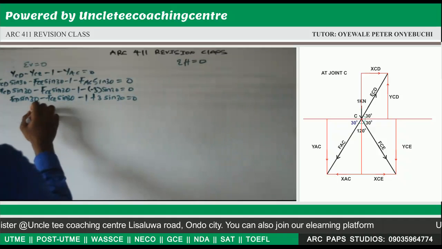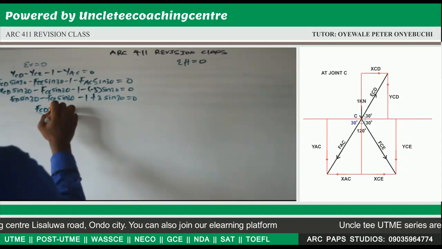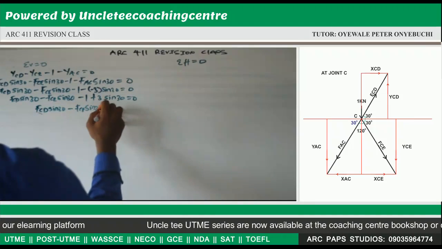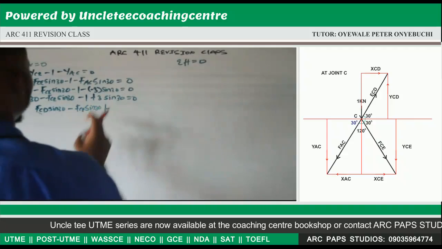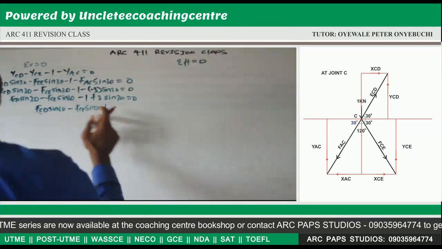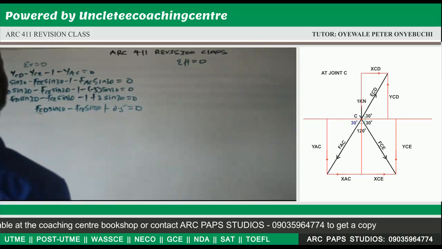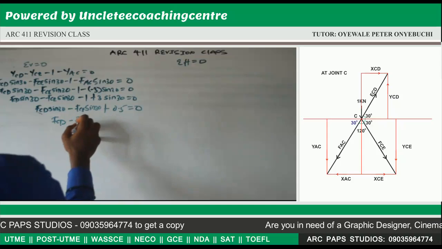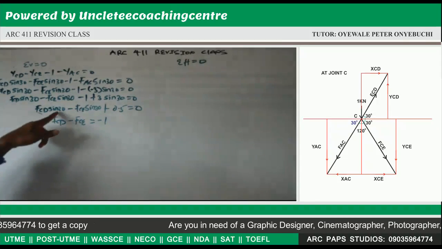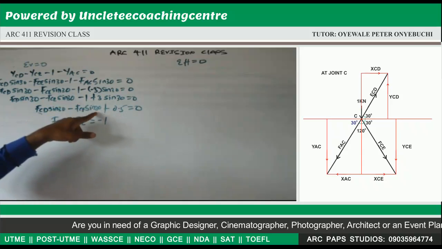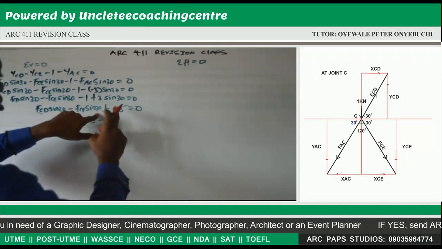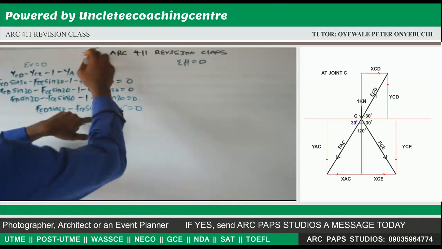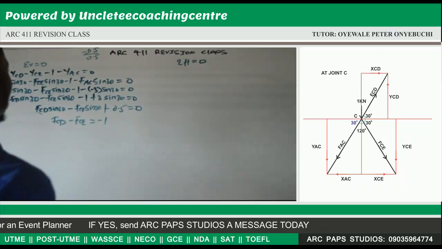Now this will give us FCD sine 30 minus FCE sine 30 plus, sine 30 is 1 over 2, divided by 3, 1.5, minus 1, 0.5 is equal to 0. Now from here, it means our FCD minus FCE will give us minus 1. When you factorize sin 30 out, that will give us 0.5. Now when you take this 0.5 to the other side, that will be minus 0.5. So now minus 0.5 over 0.5, that is how we got to this minus 1.